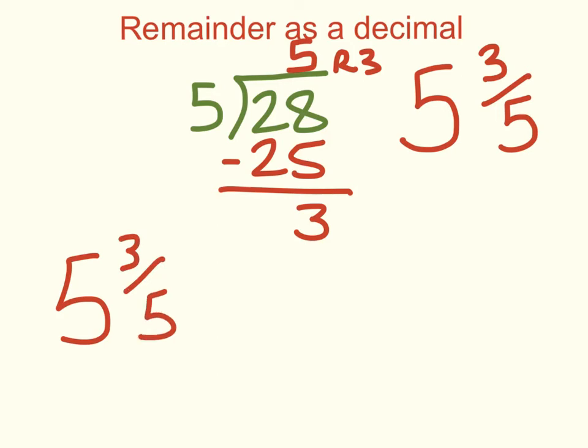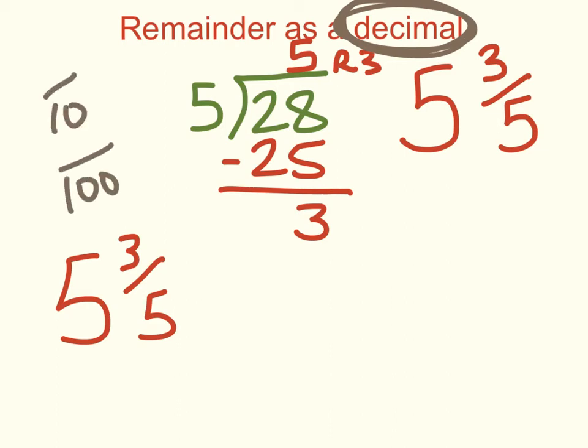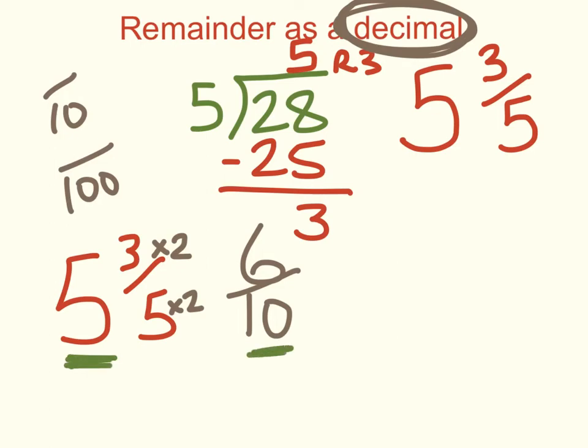I'm going to just write that down here so I have some space to work. 5 and 3/5. Okay. Now in order to write any fraction as a decimal, you have to get 10 or 100 in the denominator. So is there a way to get this 5 to be a 10 or 100? Well, I could multiply it by 2 and get 10. And then I should also do the same thing to my numerator so that I have an equivalent fraction. So I'll multiply that by 2. 3 times 2 is 6. So now I have 5 and 6/10 as an answer.